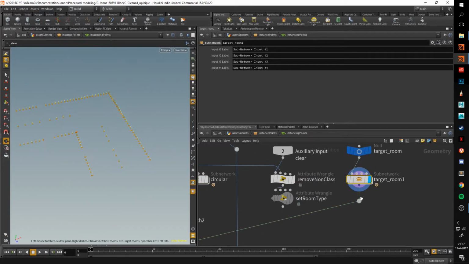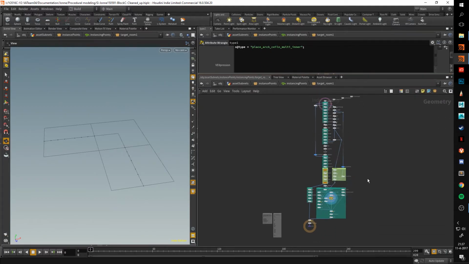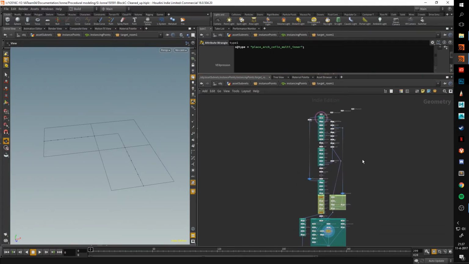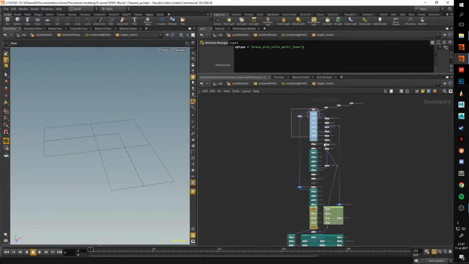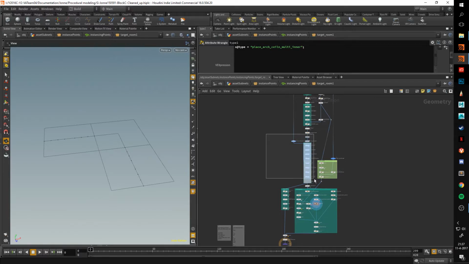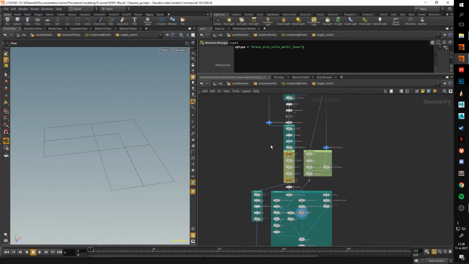So target room or multi-square room. This is just a big mess of points, and the system inside is even bigger. So in general, this can be divided into preparing and removing unnecessary parts. I think this is about placing points. No, this is about correction of direction.